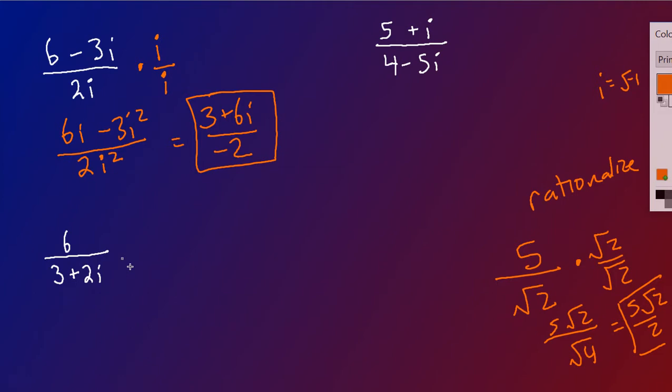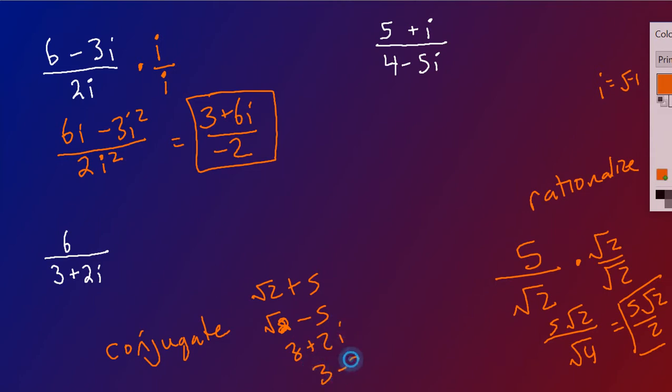Right here, now this is tricky. I can't just multiply by i. I need to use something called a conjugate. And a conjugate is basically the same thing but different in sign. So if I have like root 2 plus 5, the conjugate of that is root 2 minus 5. So if I had something like this, I have 3 plus 2i. The conjugate of that is 3 minus 2i. And when I multiply by conjugates, basically the radical goes away completely. So I'm going to multiply by the conjugate right here.